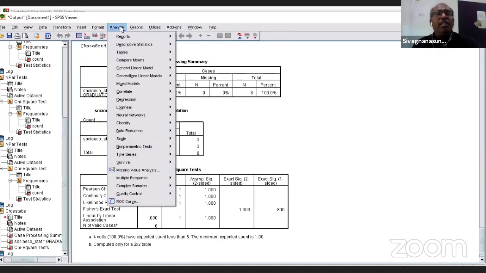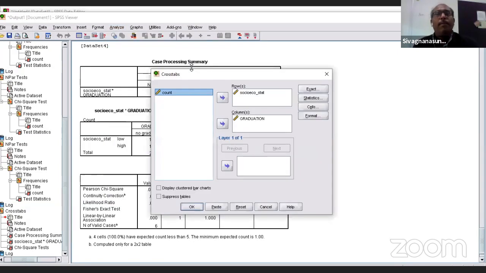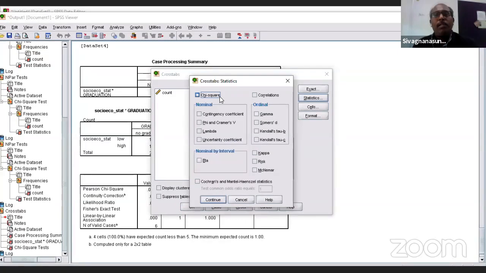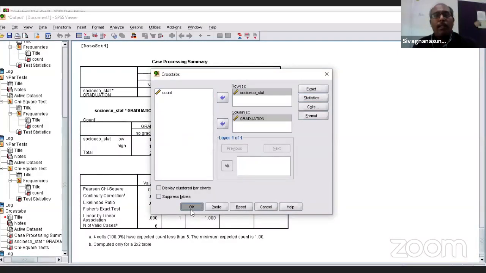Now analyze. Let me repeat the analysis. Please follow. Analyze, descriptive statistics, crosstabs. I'm taking socioeconomic status to the rows and graduation to the columns. And I'm selecting statistics, under which I'm taking chi-square. Click continue, click OK.